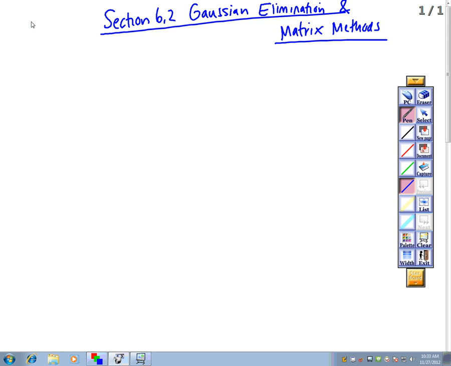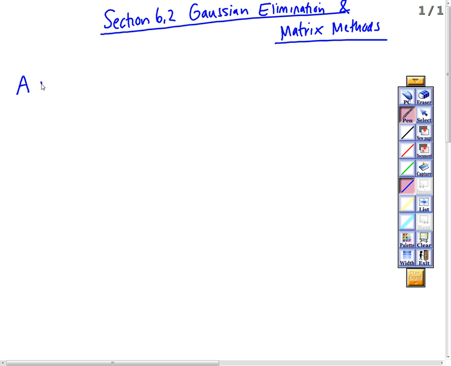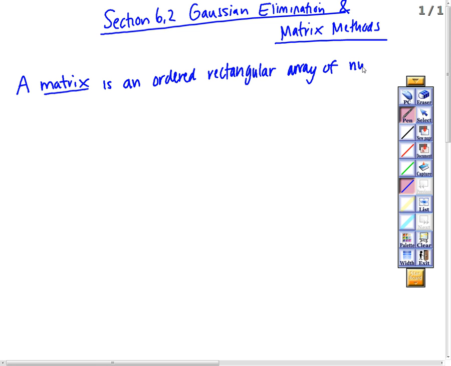So your book jumps right into solving a system of equations using matrices, but doesn't really tell you what a matrix is. So I'm going to do that first, okay? A matrix is an ordered rectangular array of numbers, okay?